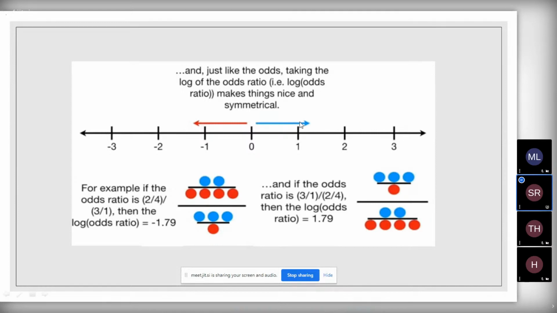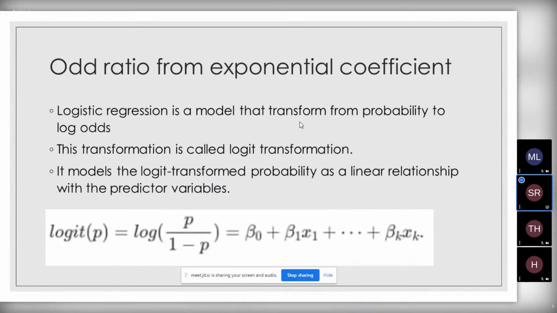So that's why we call logistic the logit transformation. Because we transform the probability to log odds, we call logistic a logit transformation. This is the equation for logistic. Actually, this is the log odds.